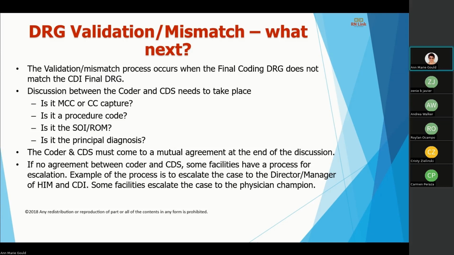Out of all the years I've been doing CDI, usually the coder and I always come to a mutual agreement. Very rarely do we have to escalate it. With my current contract job, there was one case where the coder asked me about a post-procedure code for a medical diagnosis. I was doing some research in the 3M and I said, hey, how about this code? What do you think? Or you can turf it over to your manager.